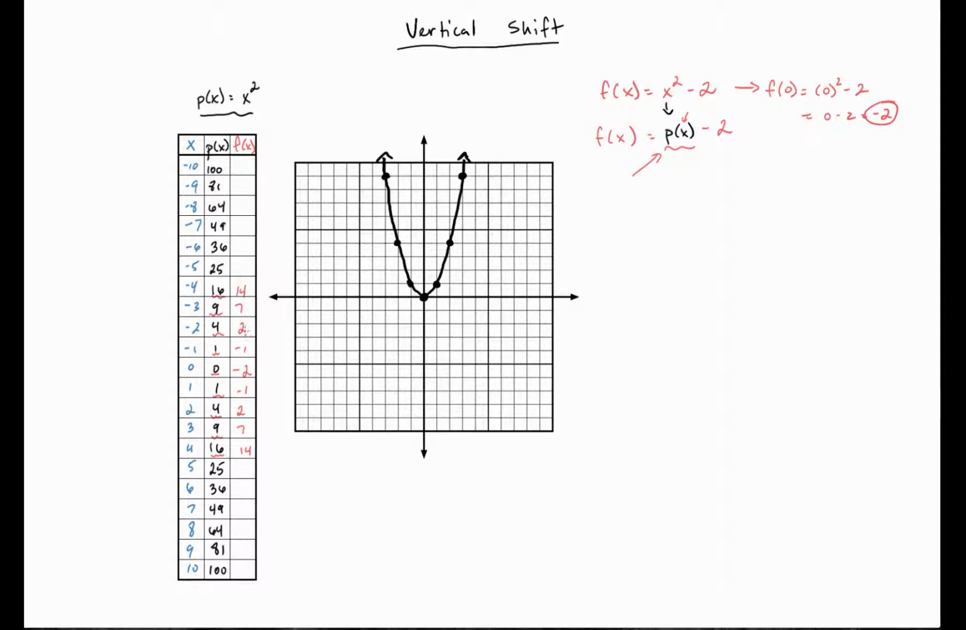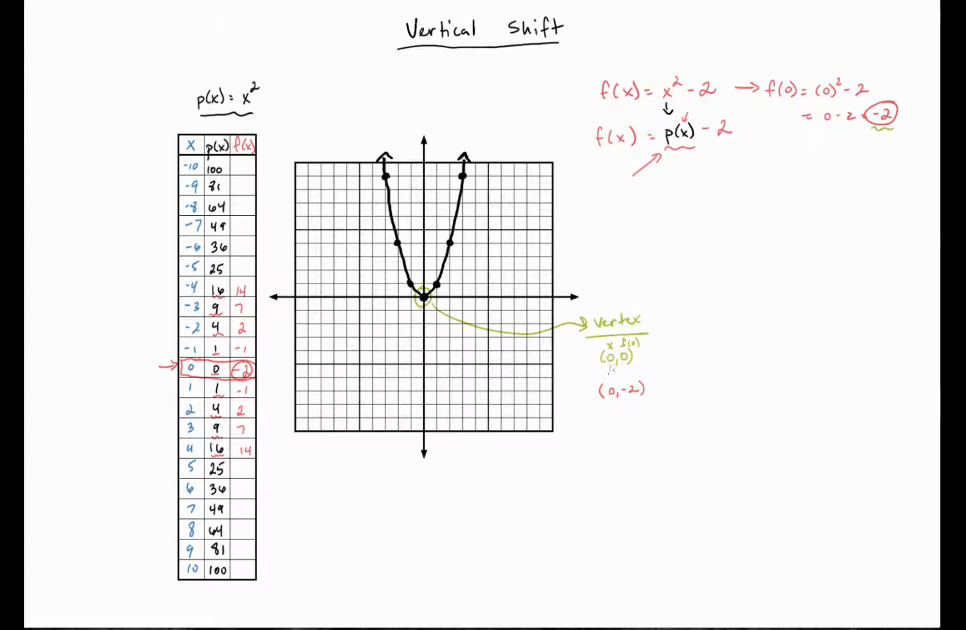Once again, what we can do here is simply look at our normal vertex, and we can determine how that would change based off of this minus 2 here. So normally, when I have an input of 0, I get an output of 0. However, I just saw that looking here, when I have an input of 0, I'm going to get an output of negative 2. So my new vertex is going to be at 0, negative 2.